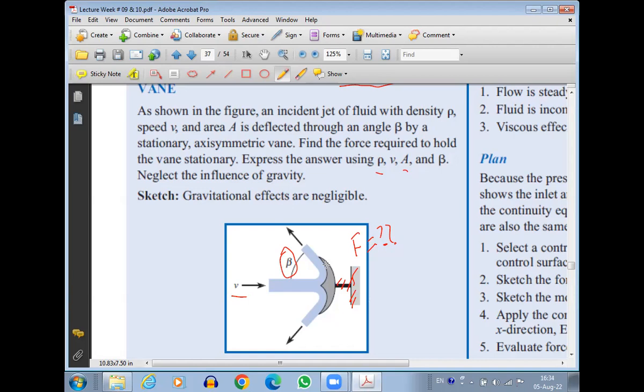But if we have a support here at the back, obviously the support is going to be holding the plate in place. But we need to find out how much force is required to hold it in place. So obviously the jet force is something that we need to calculate here.